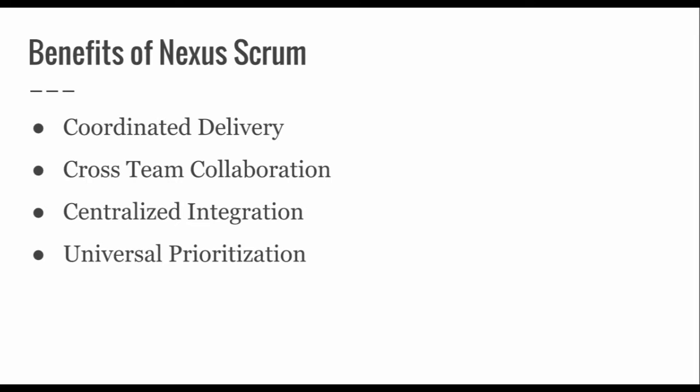Centralized integration. This framework nicely decouples the micro integration efforts to the macro integration. The integration team that is part of the Nexus integration team is competent enough to deliver software that works flawlessly. And finally, universal prioritization. Having a single backlog for multiple teams makes sure that everyone uses uniform prioritization for the development. This can prevent a lot of hassles later.